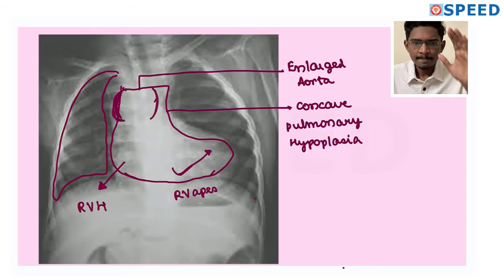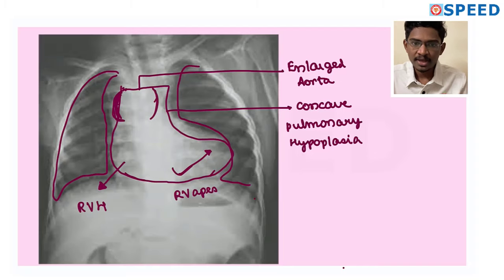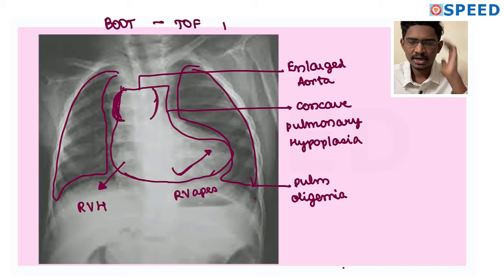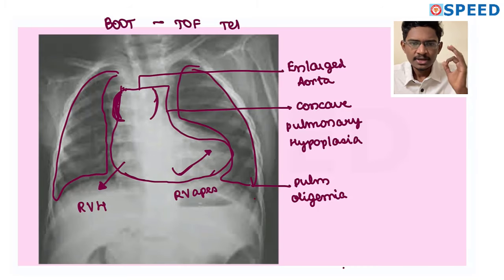Then you see the aorta will be enlarged here because there is overriding of the aorta happening. Both ventricles are pumping blood into the aorta, as well as the aorta is already enlarged in case of TOF. And the pulmonary stenosis will be there, so it's a thin stalk of pulmonary pedicle. So there is a concavity in pulmonary hypoplasia. Then since pulmonary stenosis is there, decreased blood flow to the lungs, pulmonary oligemia will be seen in tetralogy of Fallot.